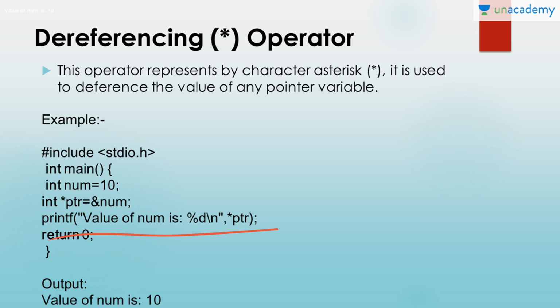So this is what dereferencing is. It dereferences the value of any pointer variable. So if we have given star ptr as the value to be printed, where ptr is equal to ampersand num, we will be printing the value of num. Here instead of star ptr, if we had given just ptr, then it would have returned the address of the variable num. But since we have given star ptr, it will return the value of num, that is 10. So the output we will be obtaining is 10.